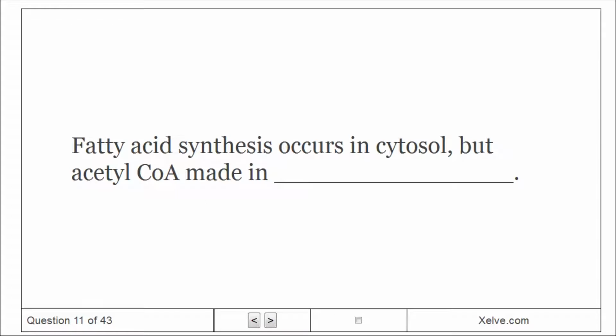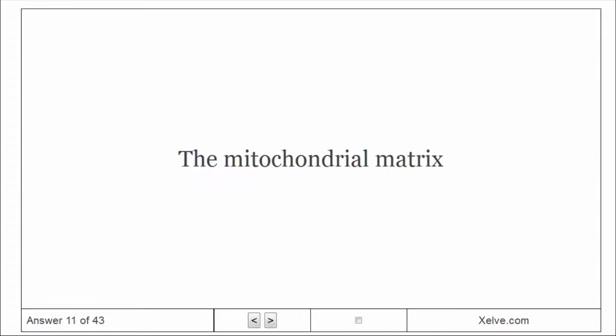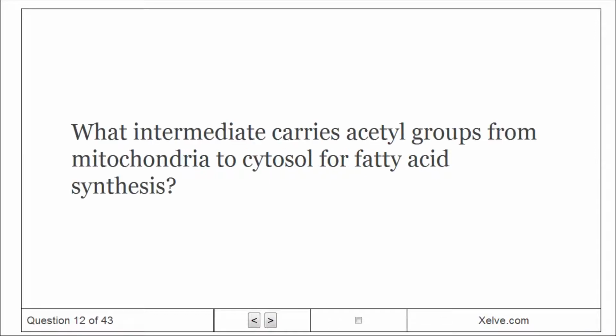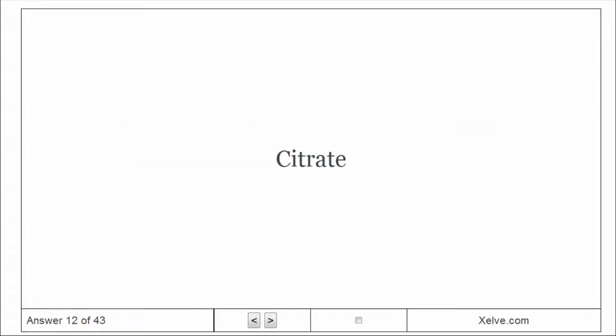Fatty acid synthesis occurs in the cytosol, but acetyl-CoA is made in blank. The mitochondrial matrix. What intermediate carries acetyl groups from mitochondria to cytosol for fatty acid synthesis? Citrate.